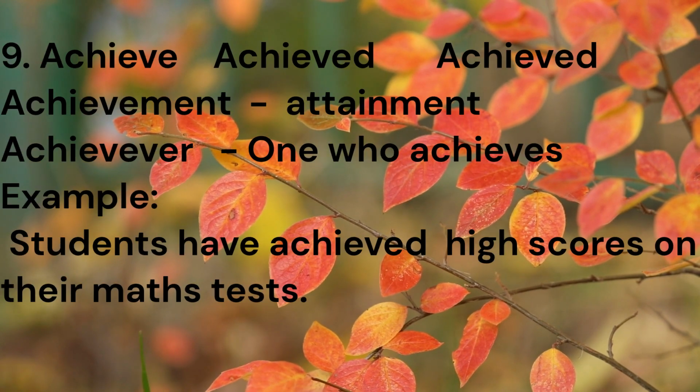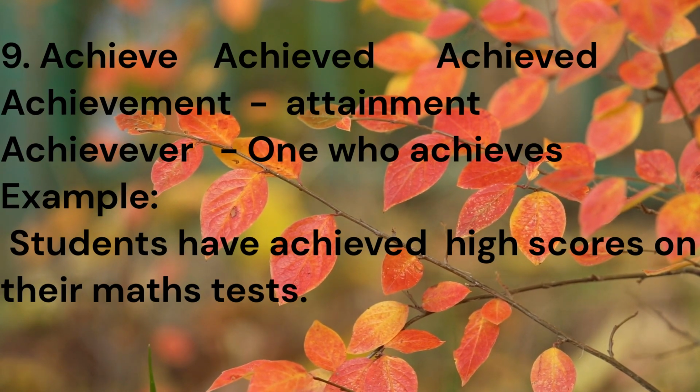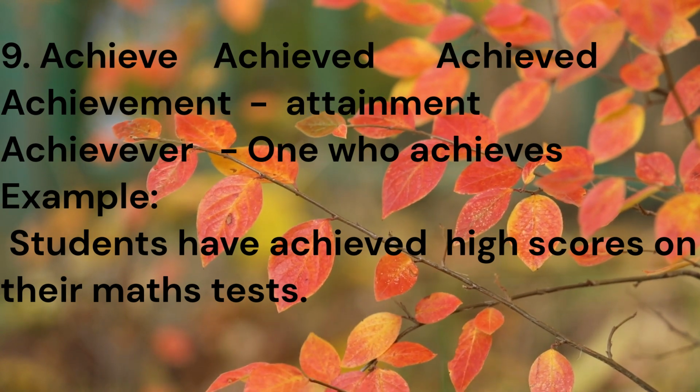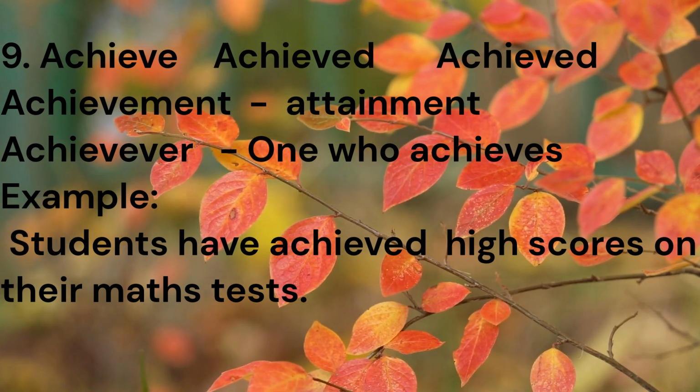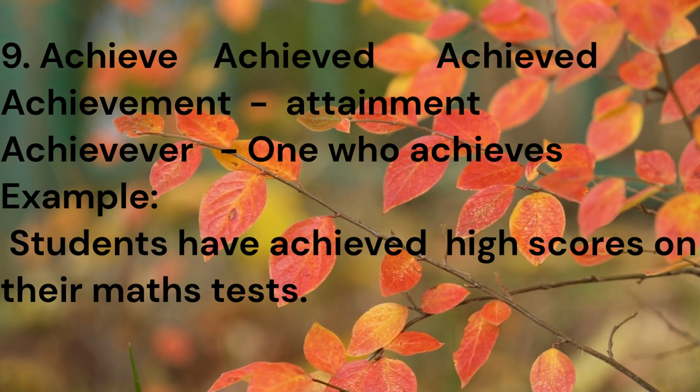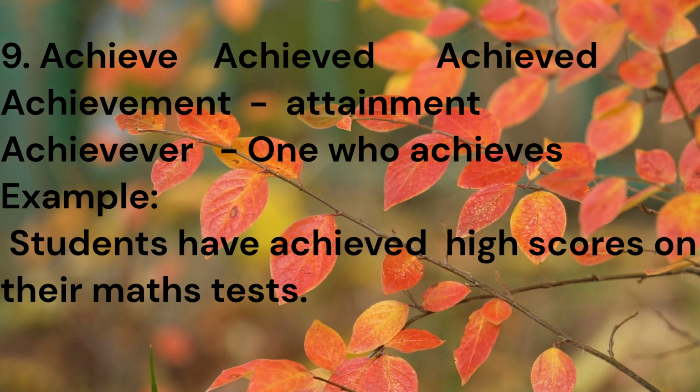The next word is achieve. The 3 forms of it are achieve, achieved, achieved. The noun forms of it are achievement and achiever. The meaning of it is attainment. And the example for it is, students have achieved high scores on their maths tests.